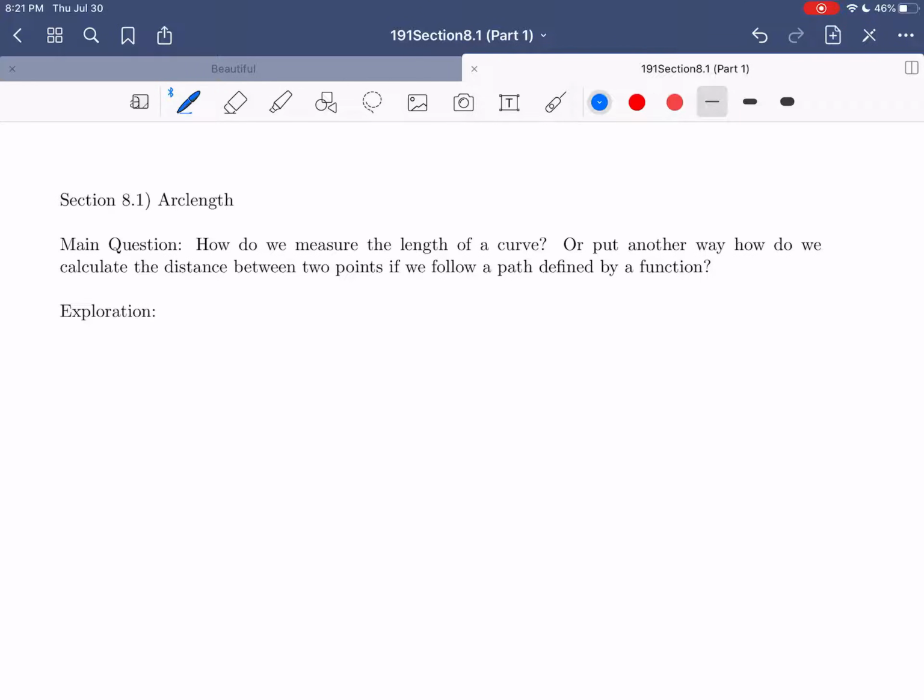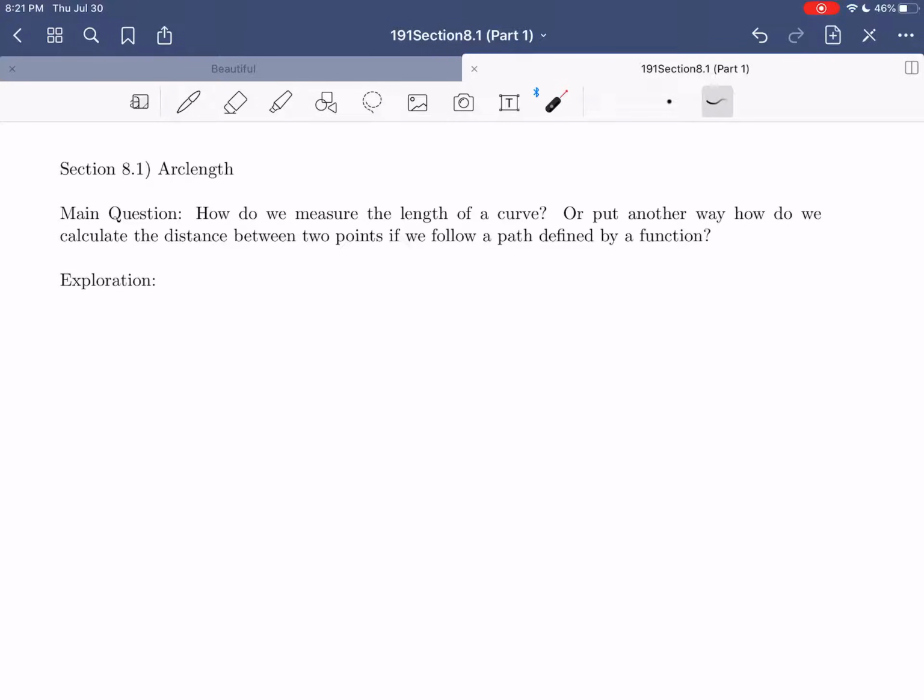In this section, we're going to be doing something similar, seeing how the definite integral can be used to help us measure the length of a curve. So to do that, let's phrase our question so that we understand what our goal is in this video. Then we'll do a bit of exploration, summarize our results, and then we'll take a look at some examples.